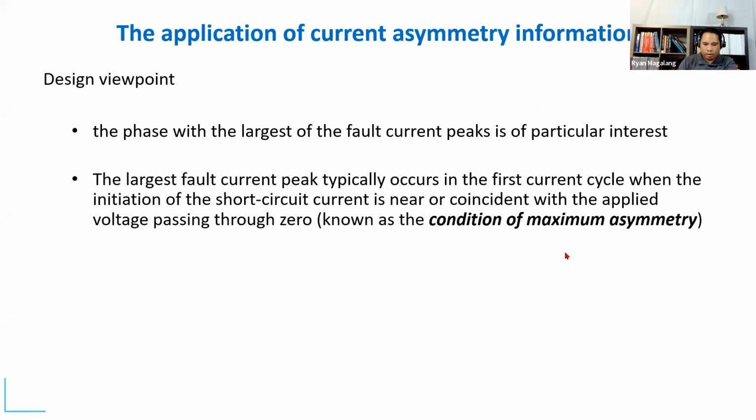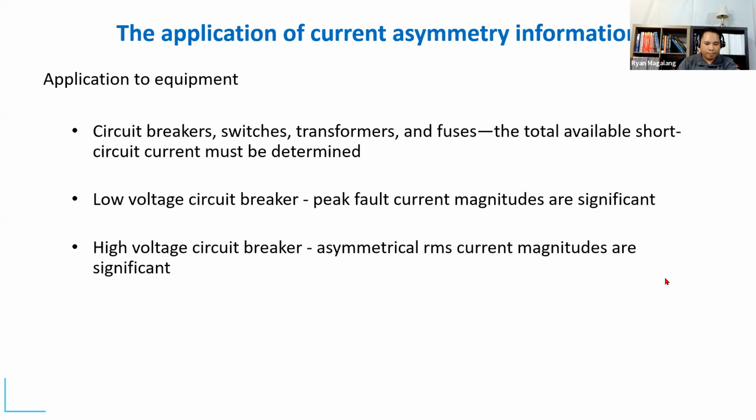So some application here of asymmetry. The phase with the largest fault current peak is of particular interest, as we already demonstrated. We need to account for that peak current, which accounts for your decaying DC.